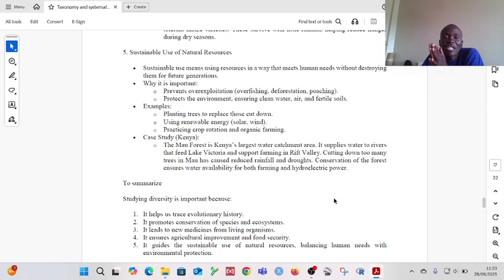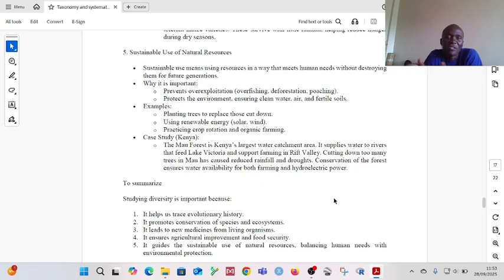ili kuweza kutosheleza mahitaji yako, lakini you have to ensure that hata wale watu ambao wataishi kesho na kesho kutwa pia waweze kupata mahitaji yao kutokana na ile mali ya asili. Okay? So the sustainable use of natural resources is important because through it we can prevent overexploitation.